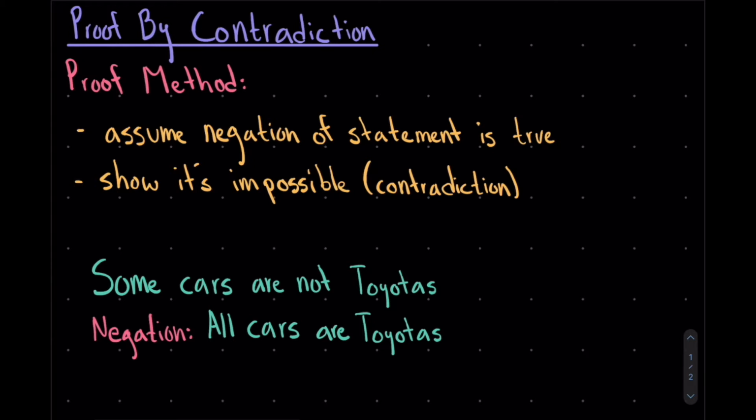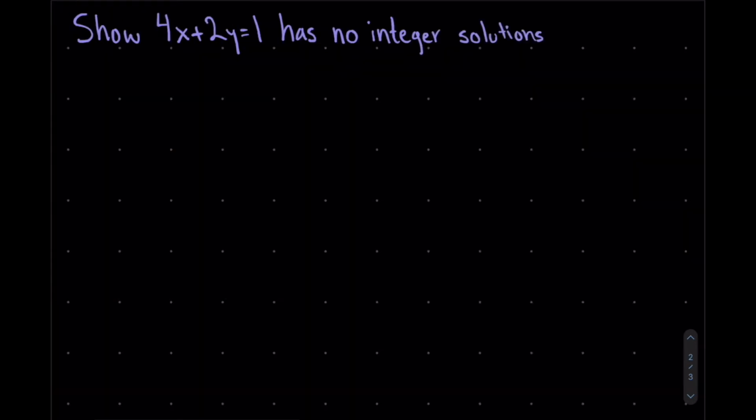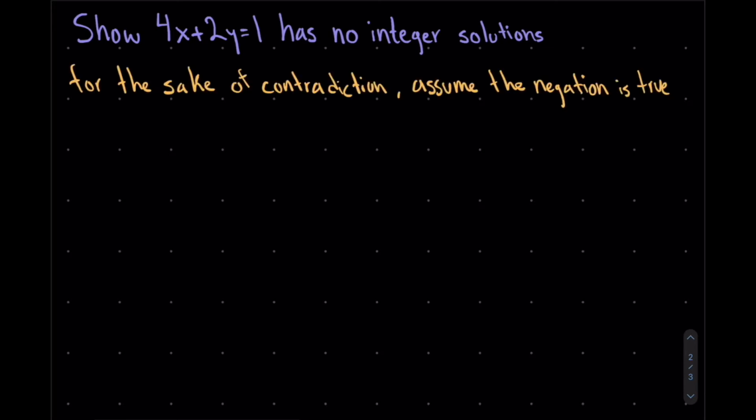Let's now try to apply our new knowledge on some more complicated examples. Now, let's try to prove that the equation 4x plus 2y equals 1 has no integer solutions. The general format for solving these questions is to first write, for the sake of contradiction, assume the negation is true. We have that the negation of the statement is that 4x plus 2y equals 1 has integer solutions. So we'll start there. We have 4x plus 2y is equal to 1.